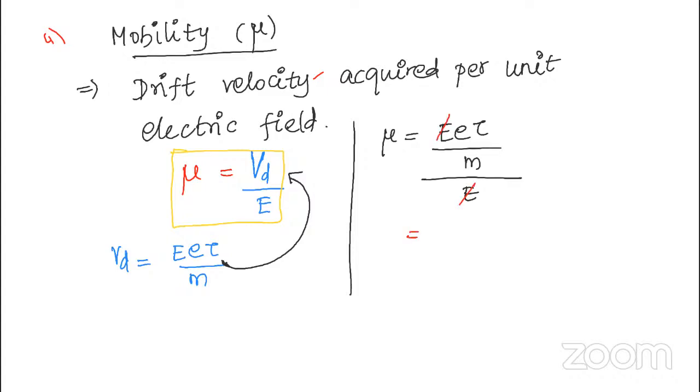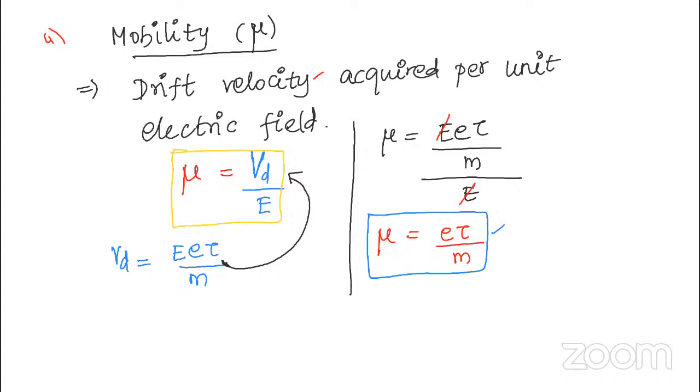Then what is the remaining? It is E tau divided by M, which should be mu. So this is one more formula for calculating the mobility. E tau divided by M. Right?